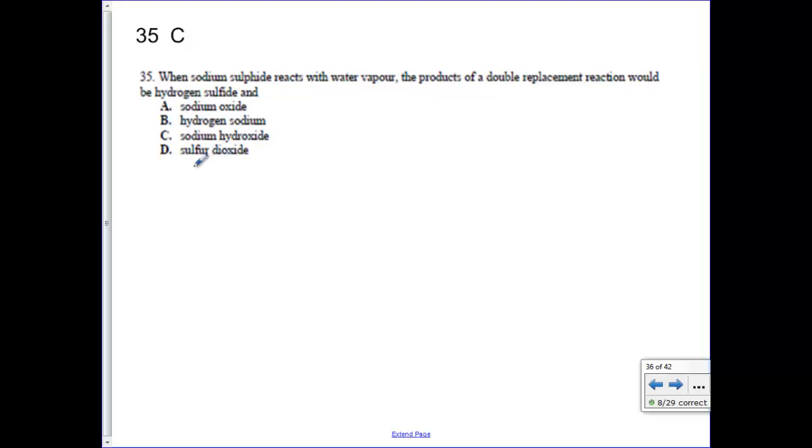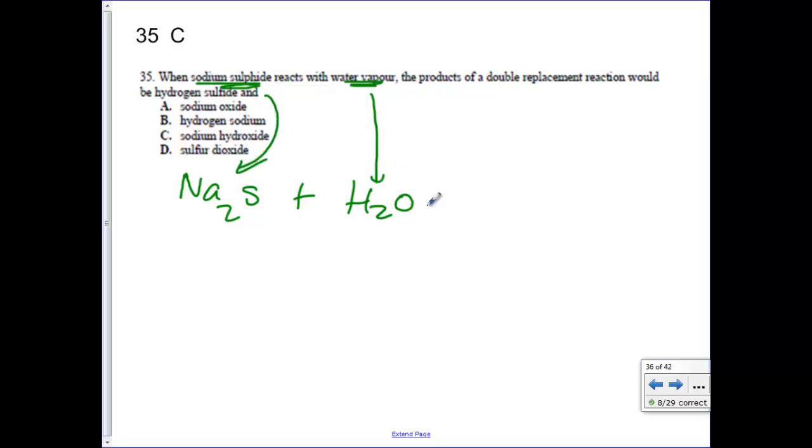Alright, here we want to figure out how this reaction is going to work. It's going to be Na2S plus H2O. Like it tells you as much. It tells you here's sodium sulfide. It tells you here's water vapor. And we want to figure out what it turns into. Okay, this one is really tricky. It catches a lot of people.